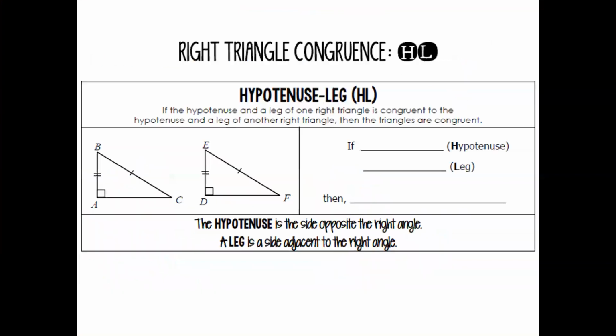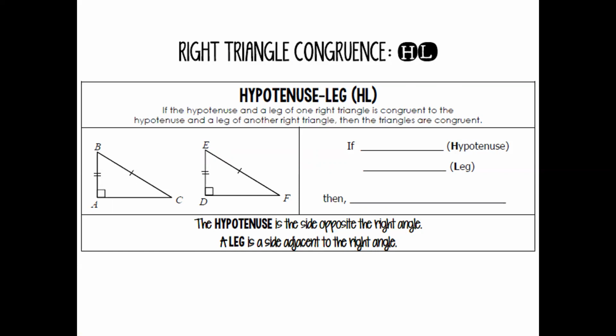The last triangle congruence we're going to learn is probably the one that stands out the most. So the right triangle congruence is called HL. HL stands for hypotenuse leg. So if you have a hypotenuse, the longest side of your triangle, and one leg of a right triangle, keyword, it must be a right triangle, congruent to the hypotenuse and the leg of another right triangle, then the two triangles have to be congruent.